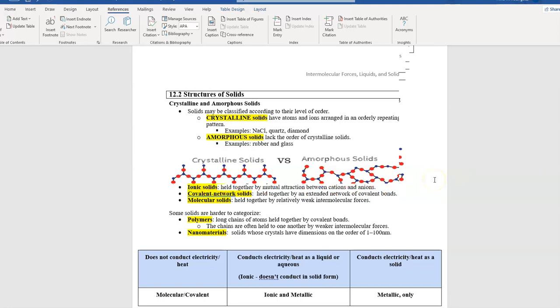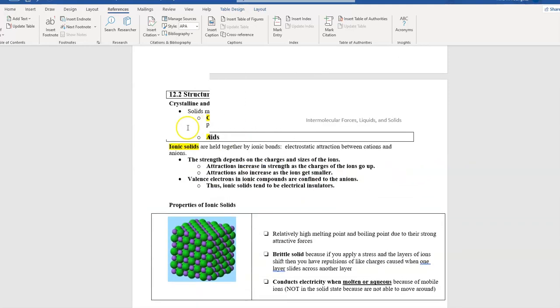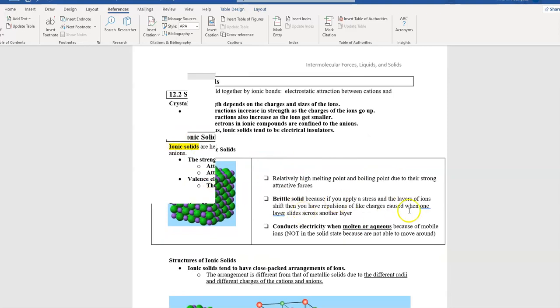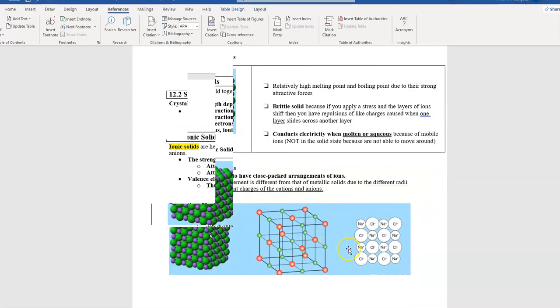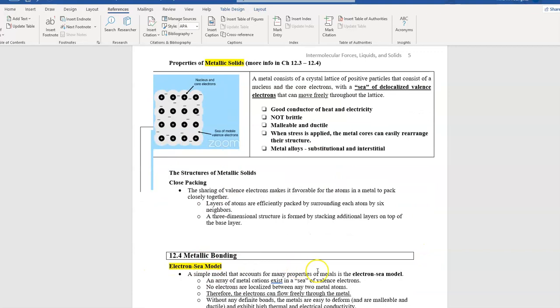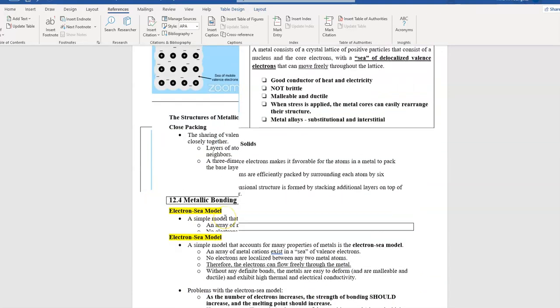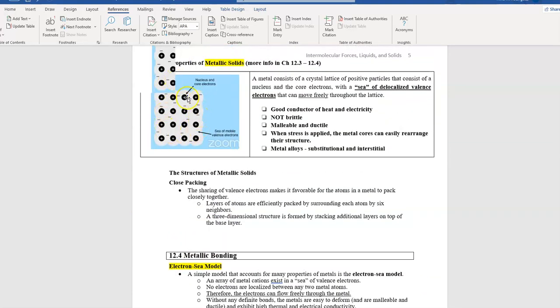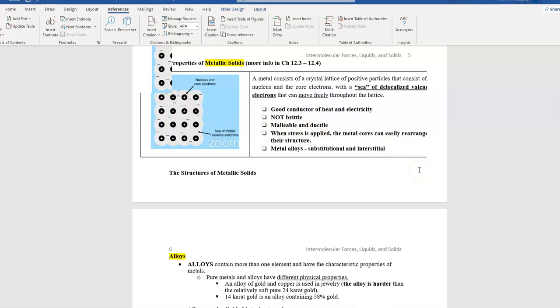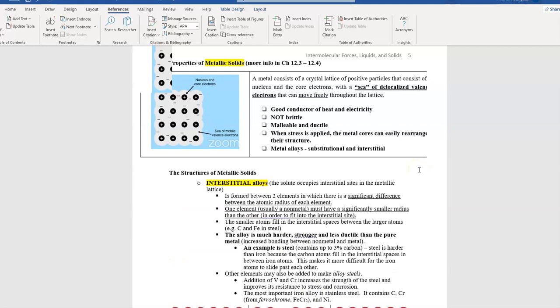I'm letting you do this yourselves. You're going to start with ionic solids and go through there. There are pictures that show you the differences between them, and this is what we call a three-dimensional structure. Then metallic solids, metallic bonding: the sea of electrons, positive and negative. The negative is obviously the electrons, and the positive is the nucleus. I'm just going through this first so you can read and see the differences.